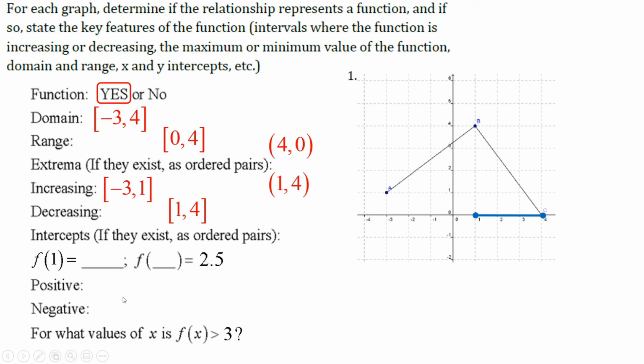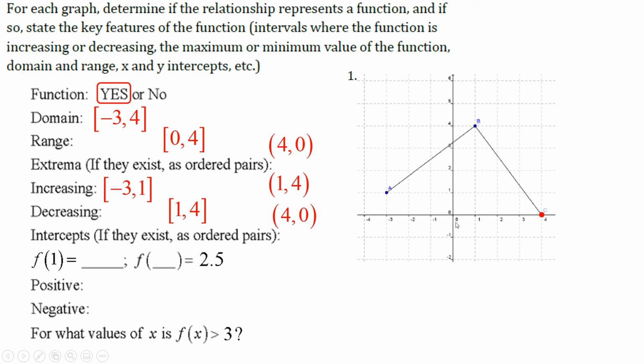Now, intercepts, if they exist, as ordered pairs. Okay, so intercepts, that's simple enough. Does this graph touch the x-axis or the y-axis? Well, that looks like an x-intercept right there, and we could write that as an ordered pair. And the x-coordinate would be 4. And at the x-intercept, the y-coordinate is always 0.